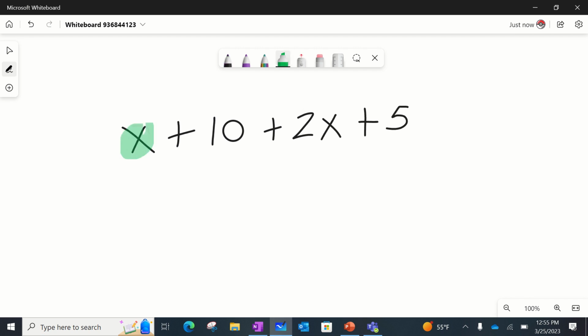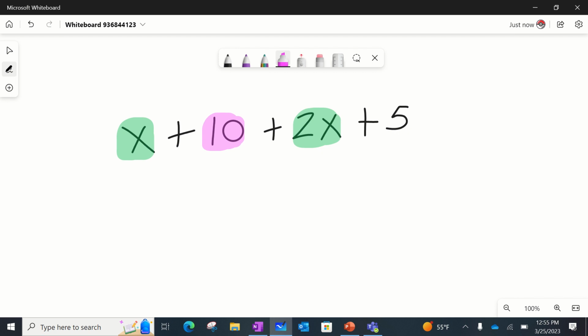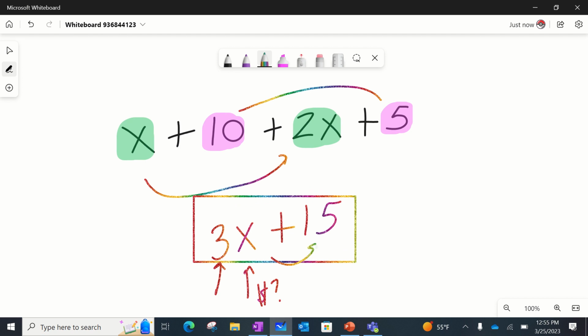We would combine like terms here first. So x and 2x are like terms because they have x as a variable. And 10 and 5 are like terms because they're whole numbers that don't have a variable. So x plus 2x would make 3x, plus 10 and 5 would make 15. So he got 3 computer games at the value of which they are, we don't know yet, plus $15.